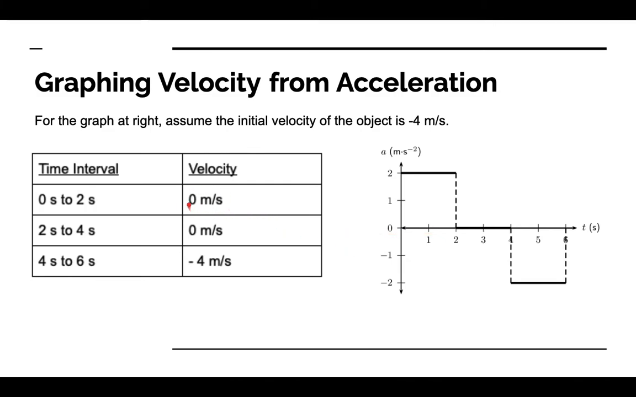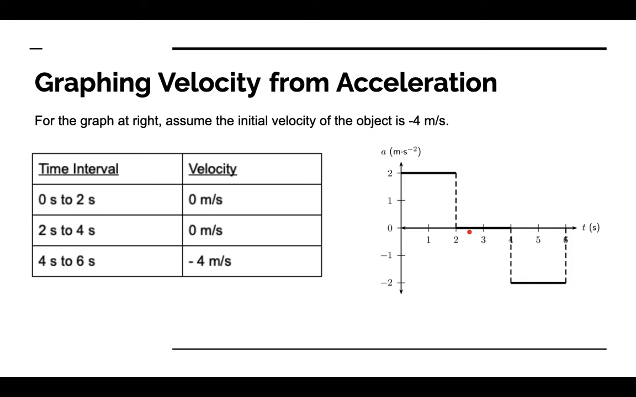Now, this 0 meters per second is the final velocity at the end of the 0 to 2 second interval, and it's also going to be our initial velocity for the 2 to 4 second interval. So from 2 to 4 seconds, we see that the area beneath our curve is 0, so there's no change in velocity occurring. Hence our initial velocity at the beginning of the interval, which was again 0 meters per second, is going to be the same as our final velocity at the end of the 2 to 4 second interval. Hence our final velocity at the end of the 2 to 4 second interval will be 0 meters per second, since we have no change in velocity occurring.